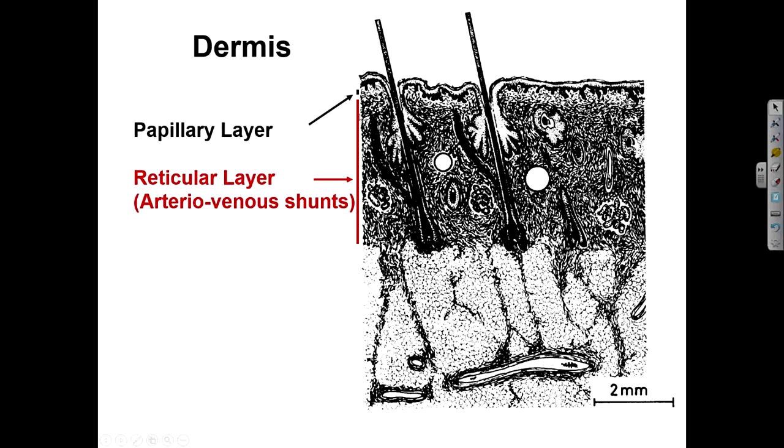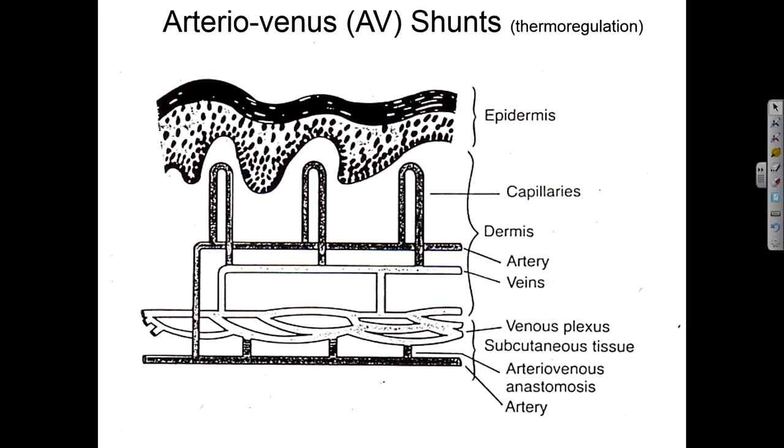So then by regulating the flow of blood between the papillary layer and the reticular layer through the opening or closing of arteriovenous shunts, or AV shunts, you can, to some extent, regulate heat loss from the body, i.e. by evaporative cooling or restrictive evaporative cooling. This shows you these AV shunts, right?